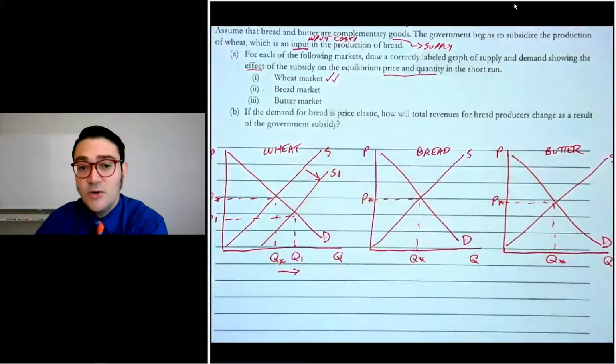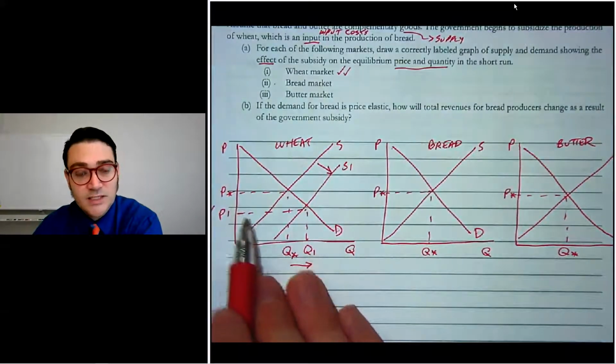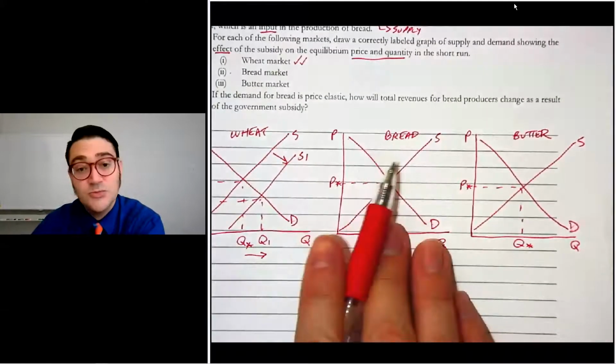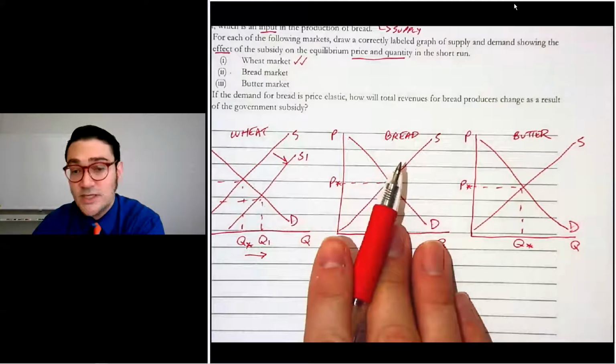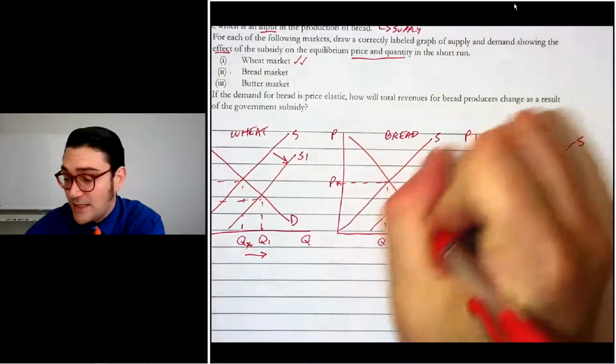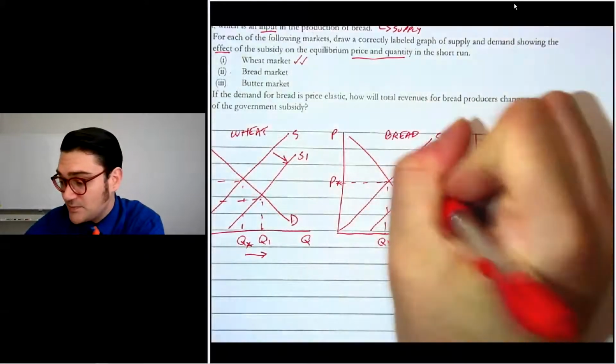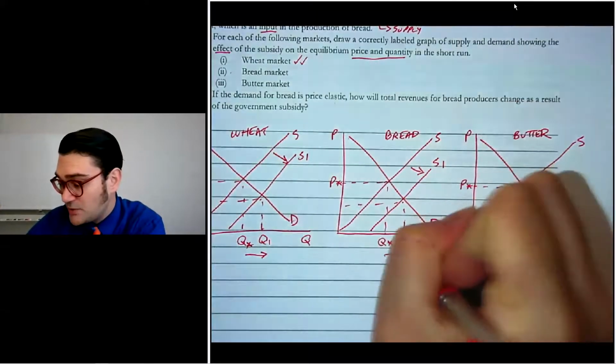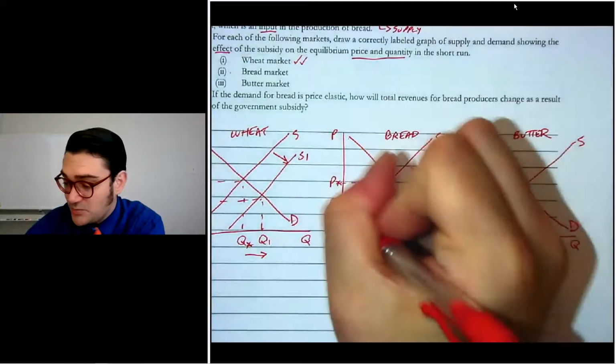So we've done that. Now it tells us that wheat is an input in the production of bread, right? Remember that. So what happens when the input cost of something like wheat went down? So that means input costs to make bread have gone down. So that actually should increase the supply of bread. And that causes the quantity to increase and the price of bread to go down.